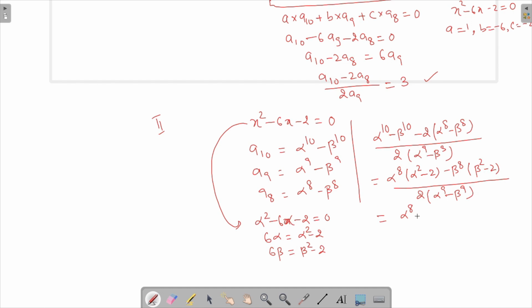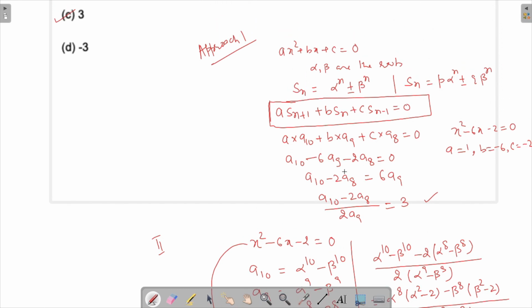This will become alpha raised to the power 8 into 6 alpha minus beta raised to the power 8 into 6 beta, right? Upon 2 times alpha raised to the power 9 minus beta raised to the power 9, right? So then here it will become 6 times alpha raised to the power 9 minus beta raised to the power 9, upon 2 times alpha raised to the power 9 minus beta raised to the power 9, right? And this will be cancelled, and in 3 times. And again, you got your answer as 3, right?